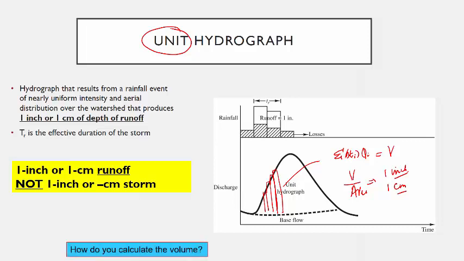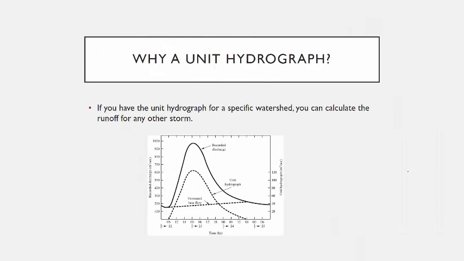So we saw how we calculate the volume. Why a unit hydrograph? Well, this is a super important concept because once you have the unit hydrograph for that watershed, you can calculate runoff for any other storm. You can estimate that total runoff. Now, we will not look at that this week or next week. We'll look at that when I return, but it's important that you start developing those skills.